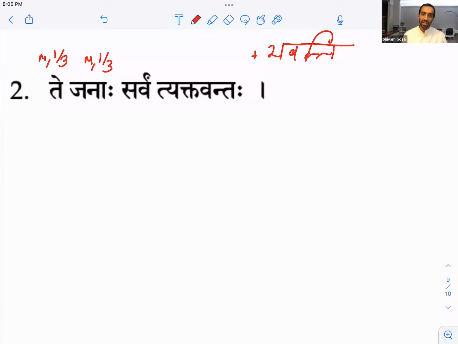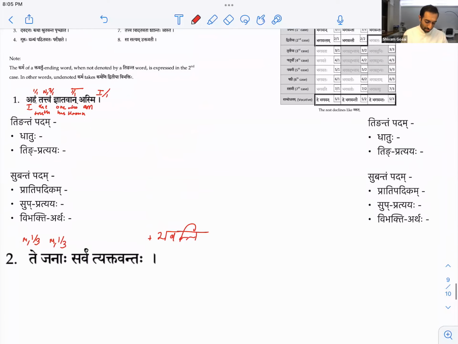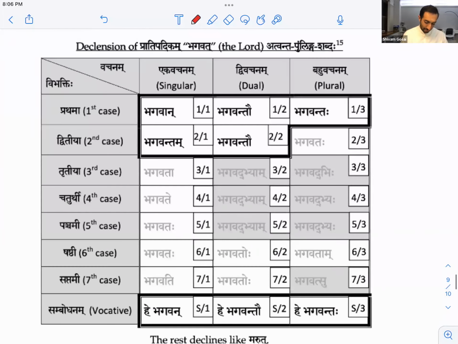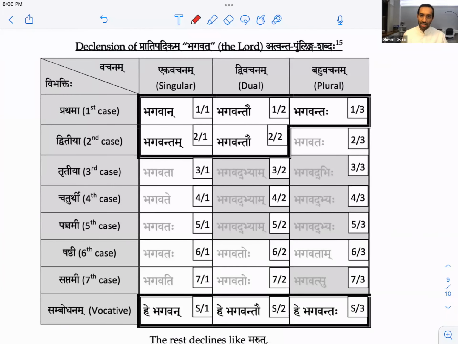And tyaktavantaha. If we look at bhagavantaha: bhagavan, bhagavanto, bhagavantaha, bhagavantam, bhagavanto, bhagavataha. So tyaktavantaha, which case? Yeah, 1, 3. You see that 1, 3? Antaha there, 1, 3, right?